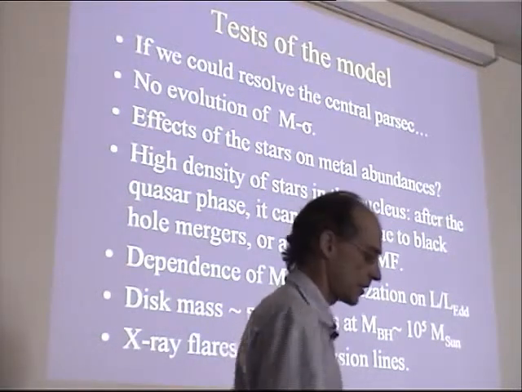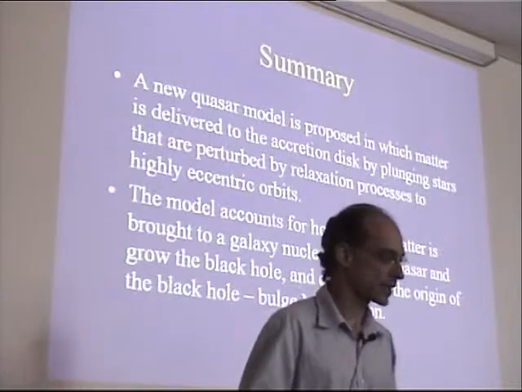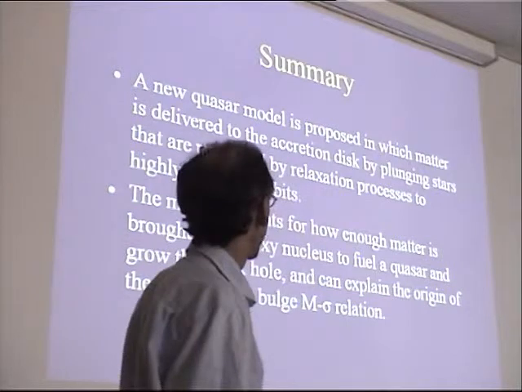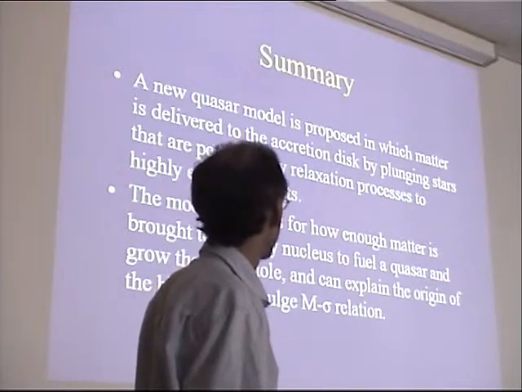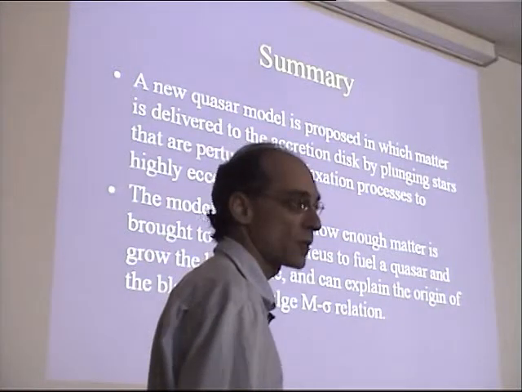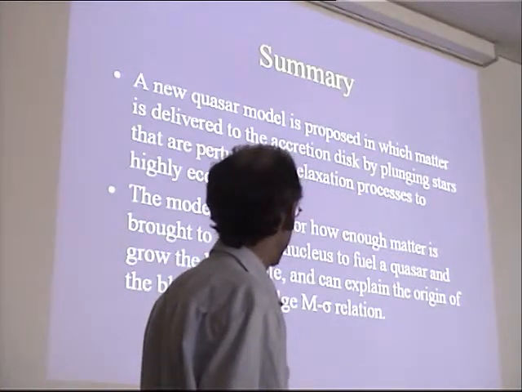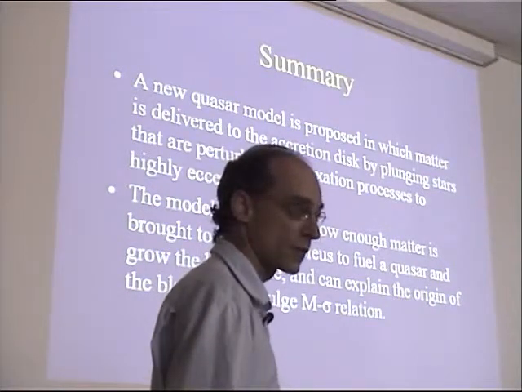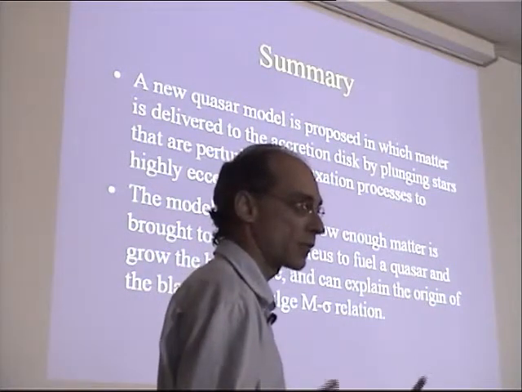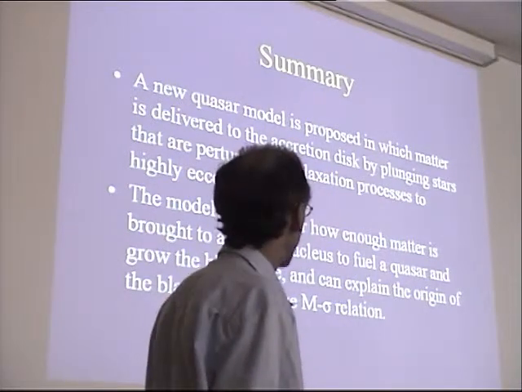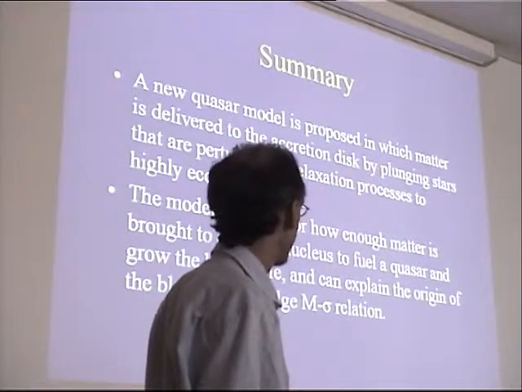Okay, so basically these are the tests, and to summarize the talk: a new quasar model is proposed in which matter is delivered to the accretion disk by plunging stars, and these are perturbed by relaxation processes to highly eccentric orbits, and from there they're captured. The model accounts for how enough matter is brought to a galaxy nucleus to fuel a quasar, first of all. So it basically solves the problem of how you go over these many orders of magnitude to bring the matter close to the black hole, and how you make the black hole so massive.